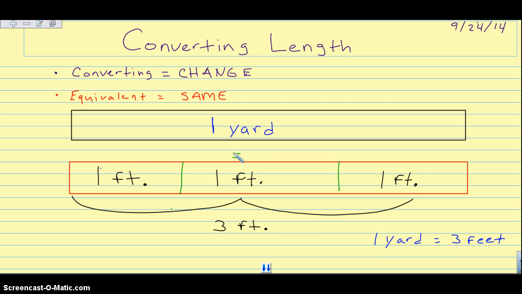So to show you, I drew another rectangle underneath 1 yard, and as you can see, I cut it into 3 equal pieces. Each piece is going to represent 1 foot. I have 1 foot here, another foot here, and another foot here. When I add them all up, it's 3 feet. So this is a visual representation of how 1 yard is equal to 3 feet. At this point of the video, I would like you to pause the video so you can write this down in your math journal for notes.